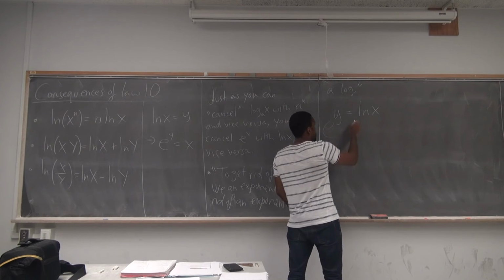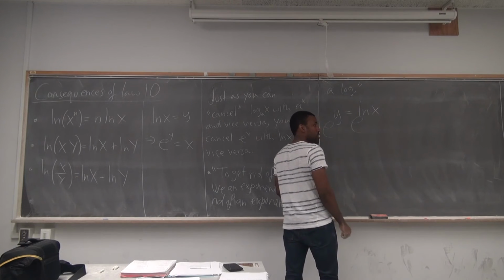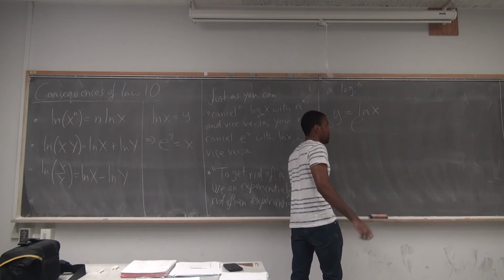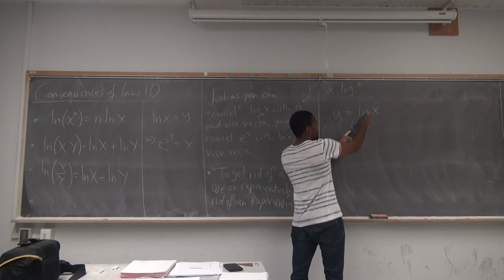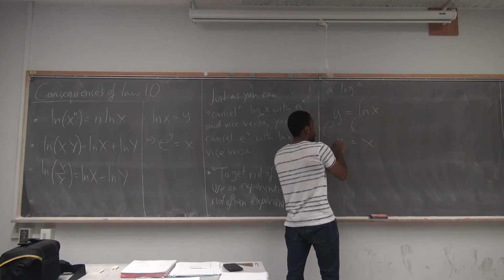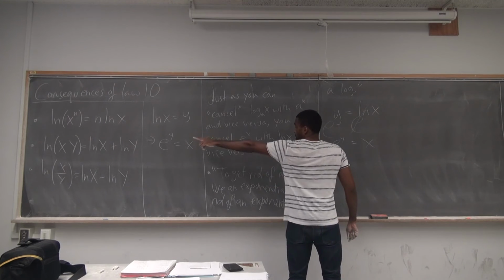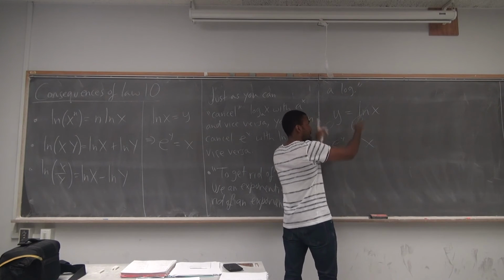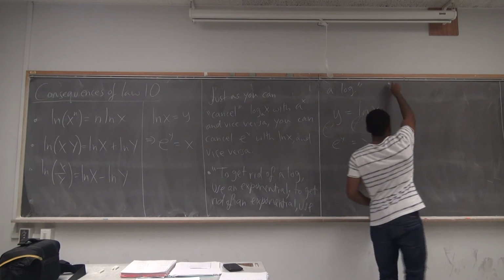So you plug each part into an exponential function. So you e both sides, is what we might say. And what happens is the e and the ln, you think of it as canceling. So that will give you x equals e to the y, which you could get from the definition, but you can also think of it as just canceling one with the other.